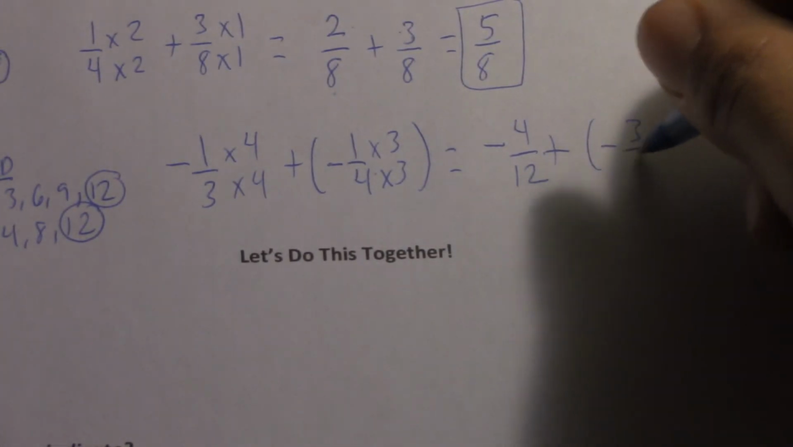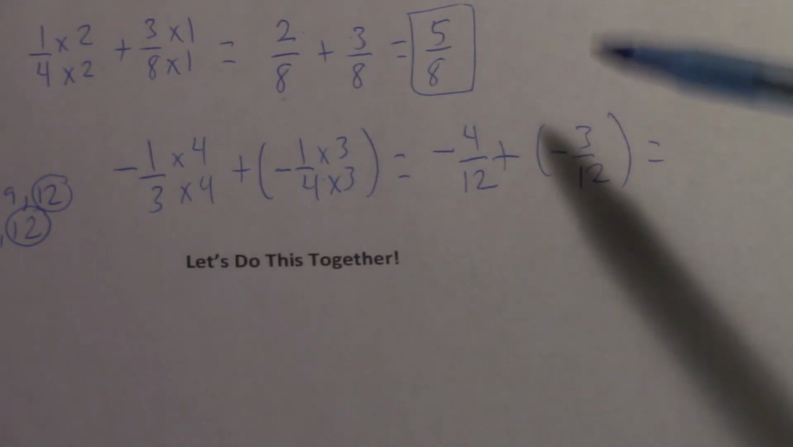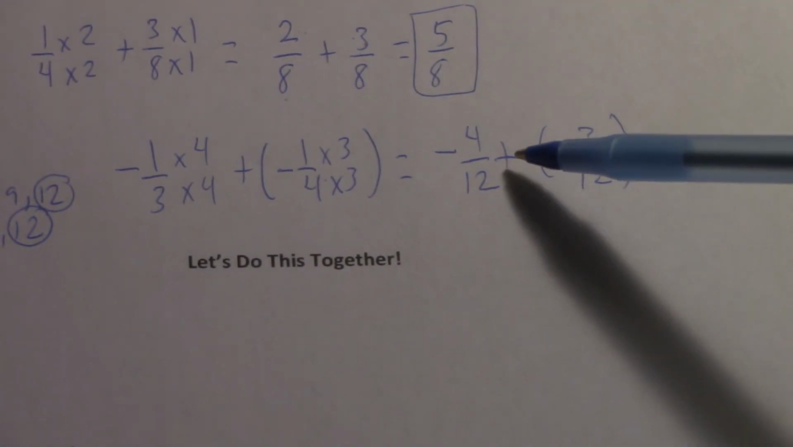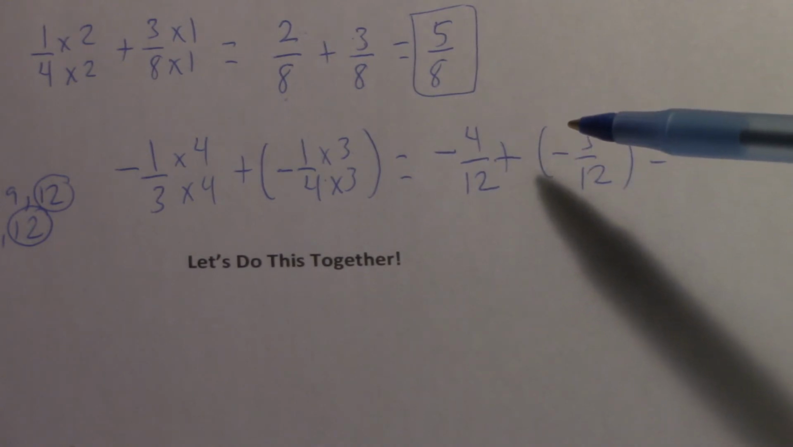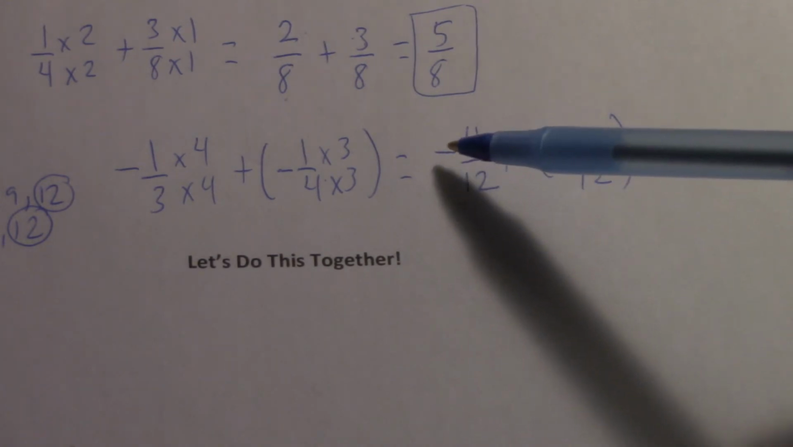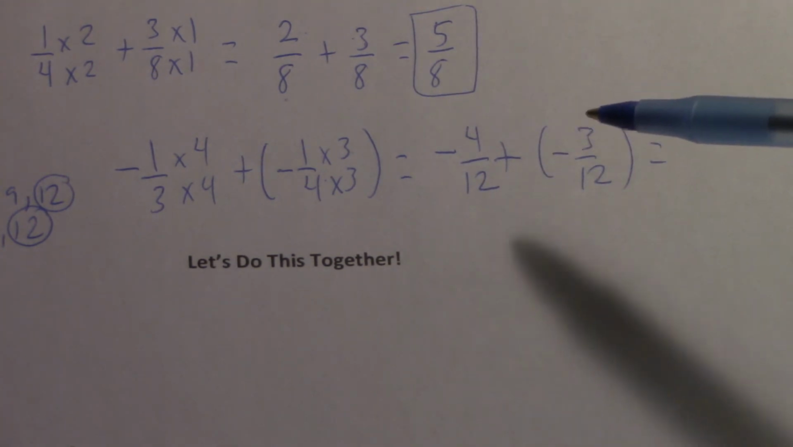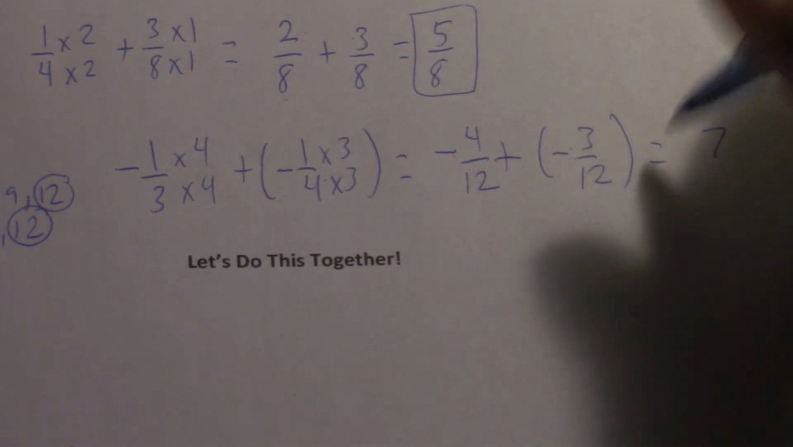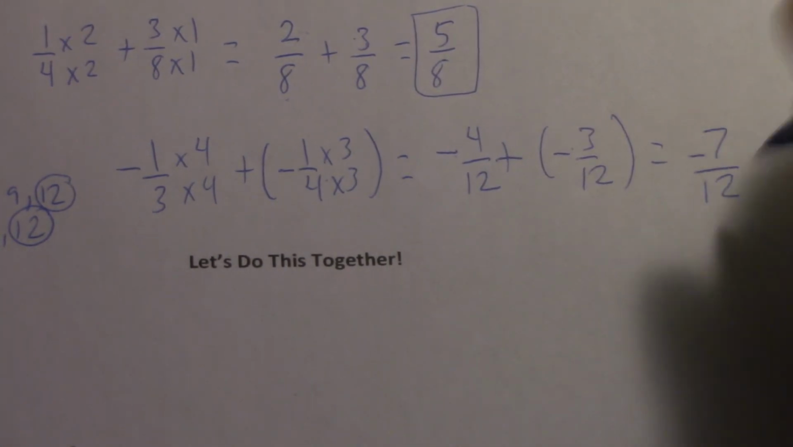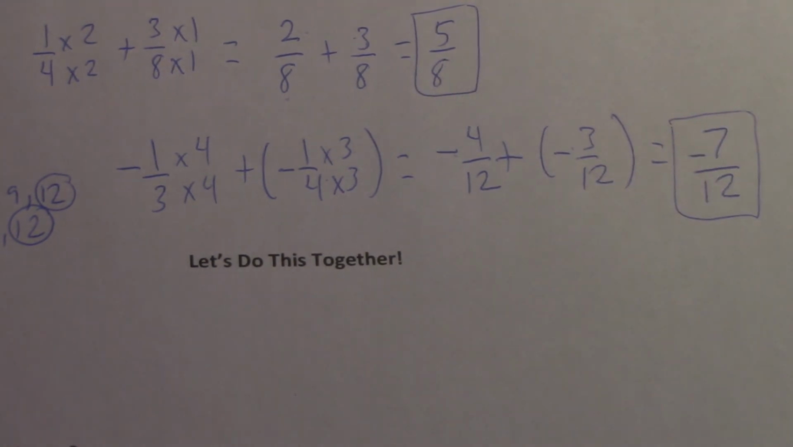negative 3/12. All right, once again, this is why we have to remember our integer addition rules. I have an addition sign here, which means I can use integer addition rules. I have two signs that are the same, therefore I can add and keep. 4 plus 3, 7. Keep the negative sign, write that over 12. There we go, that's our final answer. It's as simplified as it can go.